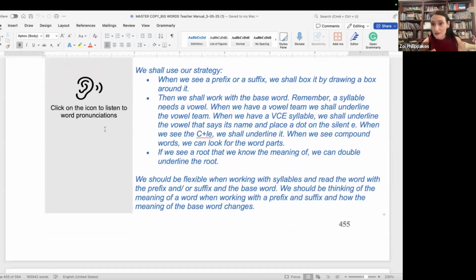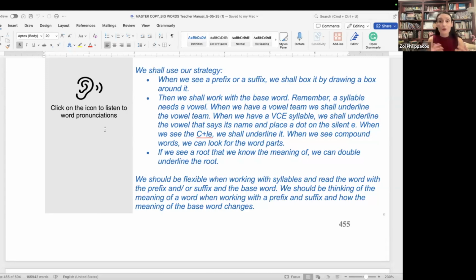We're going to use our strategy. When we see a prefix or a suffix, we will box it by drawing a box around it. Then we will work with a base word. Remember, a syllable needs a vowel. When we have a vowel team, we'll underline the vowel team. When we have a VCE syllable, we will underline the vowel that says its name, put a dot on the silent E.